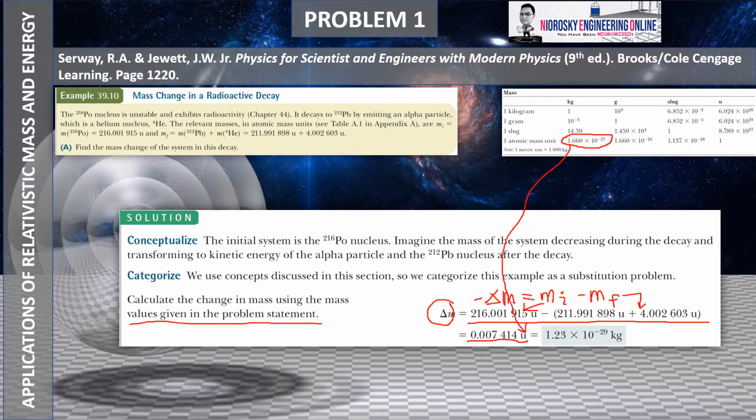So, 0.007414 times 1.66 times 10 to the negative 27. And then you will arrive that the mass of decay is about 1.23 times 10 to the negative 29 kilogram. So that would best fit the question as an answer to letter A. Then how about the next question?